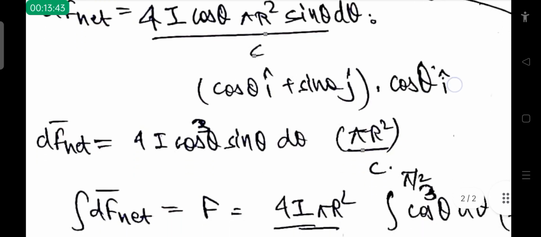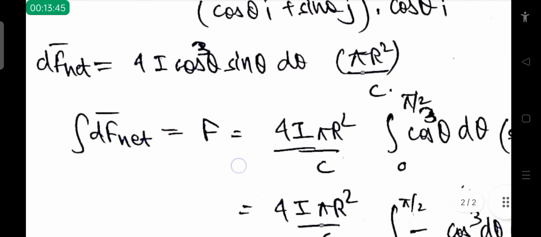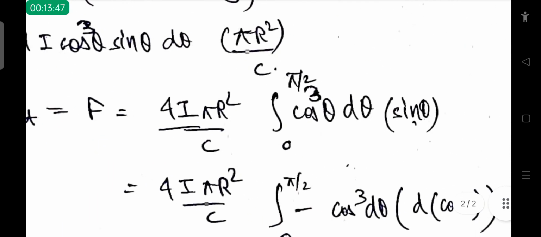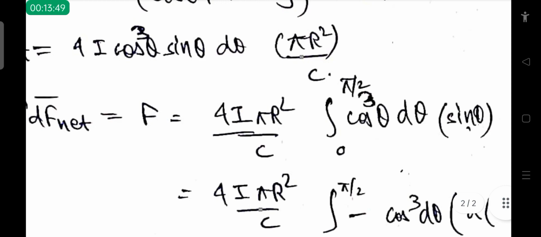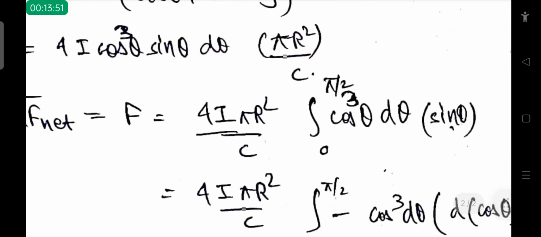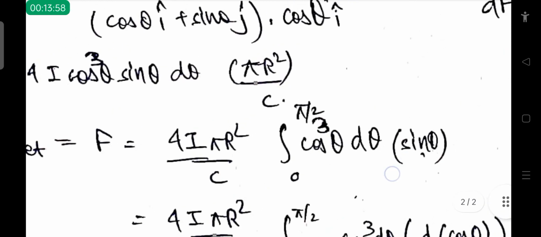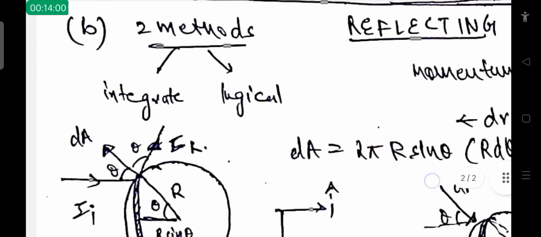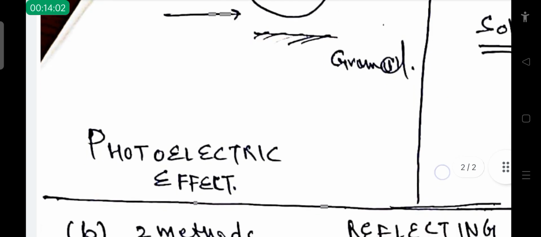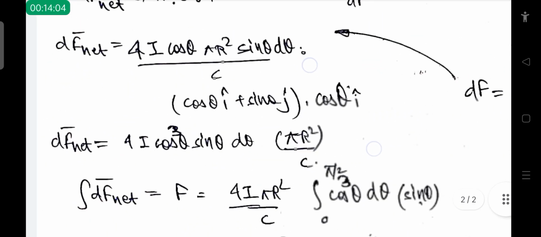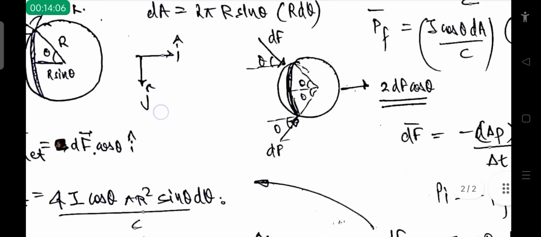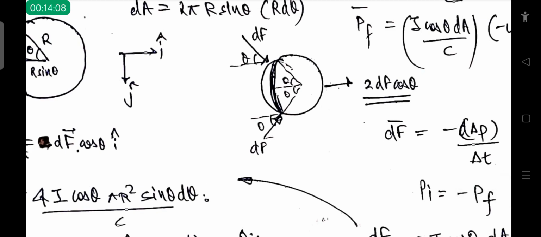So now if we integrate this force, we have taken out the constant 4 I pi r square by c, and the integral of cos cube theta sin theta d theta, this is sin theta, not sin 0. And the integration would be from 0 to pi by 2. Yes, it's correct, the integration is from 0 to pi by 2.